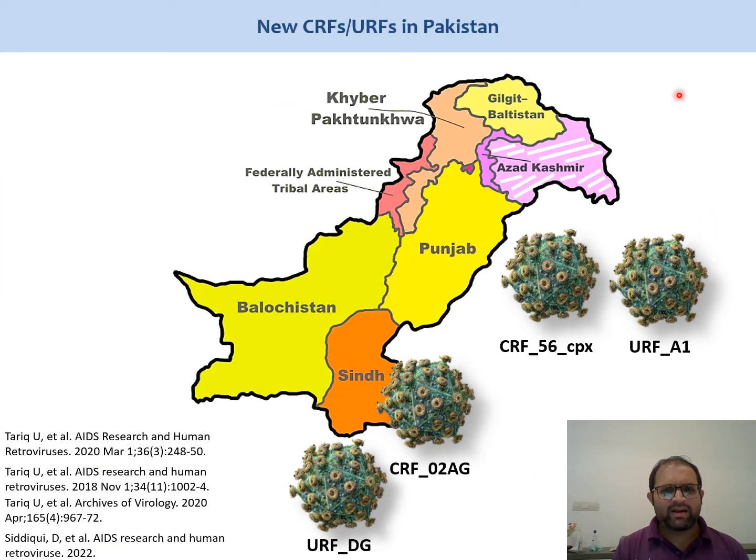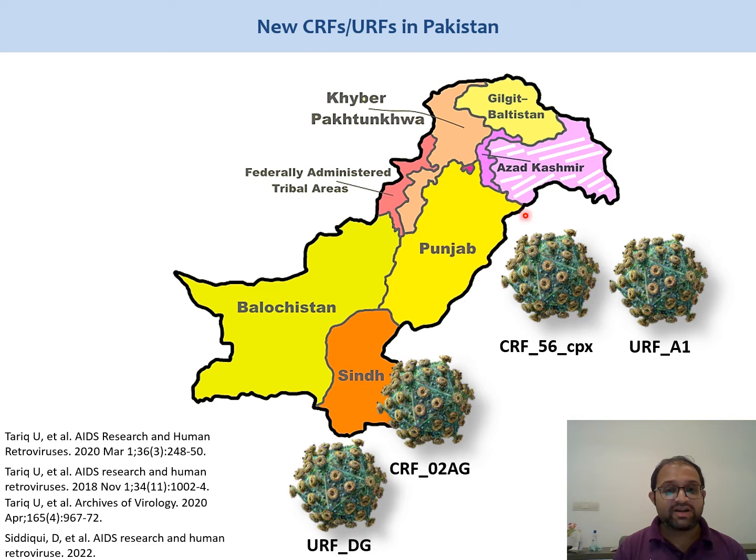So this is an important slide for us, and this is the original research data that we have generated in just a period of 5 years. This shows some of the new circulating recombinant forms or unique recombinant forms that we have identified in Pakistan. For those of you who don't know, a URF, or unique recombinant form, is a recombinant form of HIV which is sequenced from a single individual. When this URF is sequenced from more than 3 to 4 individuals, it is then classified as a CRF.